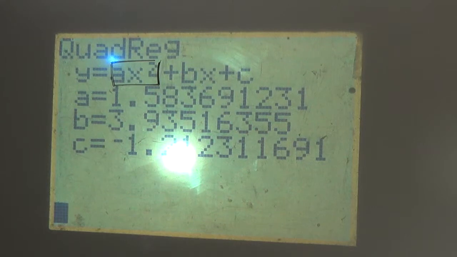So, if you're looking at that quiz that I handed you, the little hand, that's the model you're going to scratch into the first bit. Y equals 1.58 x squared plus 3.94x plus negative 1.2, or whatever we rounded off to. Well, it is a, b, and c, but a, b, and c have values. You're entirely determined by those three constants.